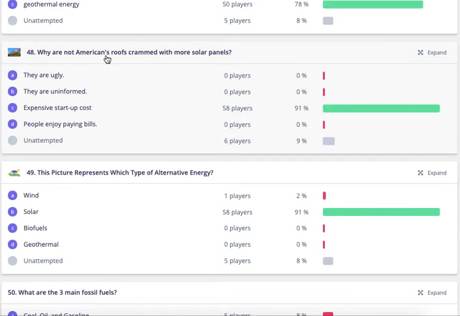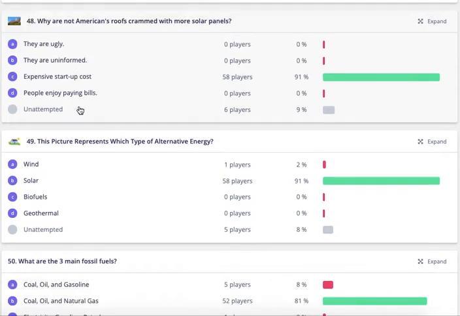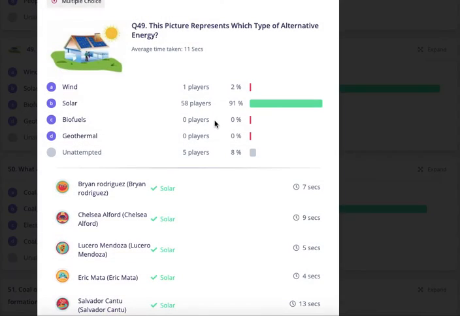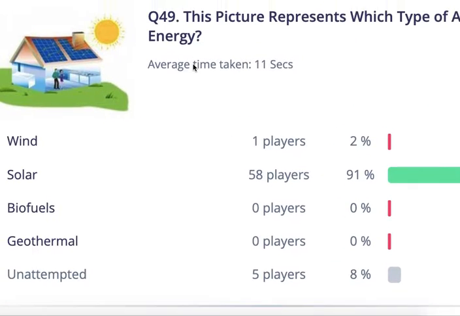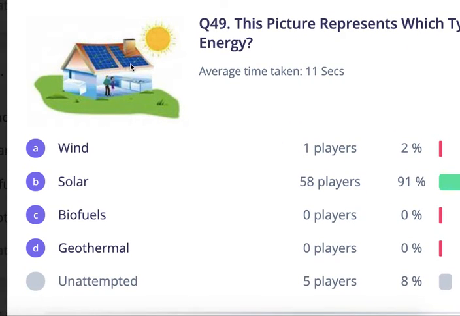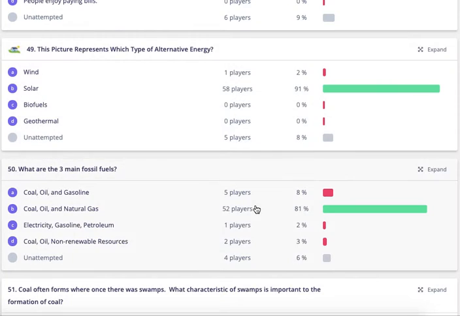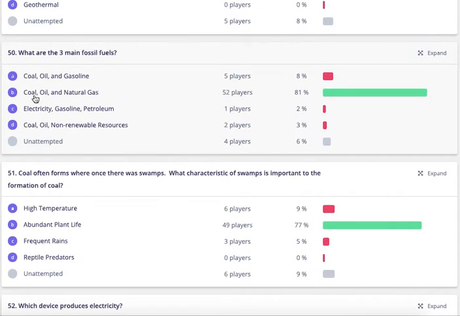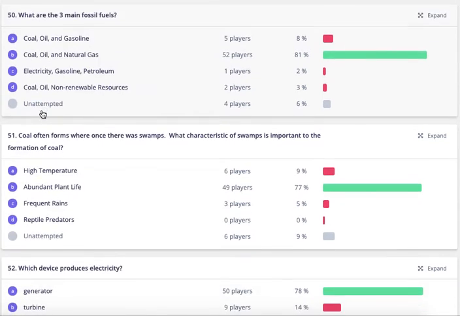Why are Americans' roofs not crammed with more solar panels? Solar panels are incredibly expensive. Once they're set up, there's not a lot of maintenance to do on them, but the initial purchase of them is very expensive. Which type of artificial alternative energy? Oh, well, I see a sun and it looks like solar panels to me, so probably solar. 3 main fossil fuels: coal, oil, natural gas. Gasoline is a subset of oil. Electricity is not a fuel, and non-renewable resources are also not fuel.